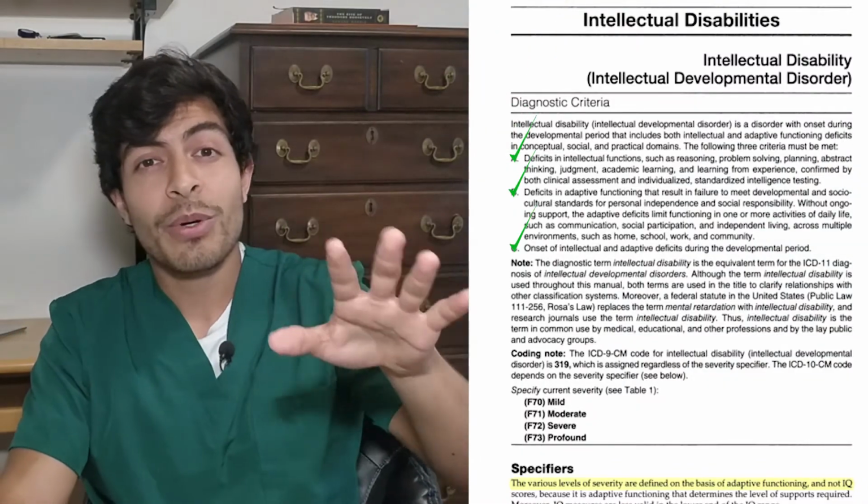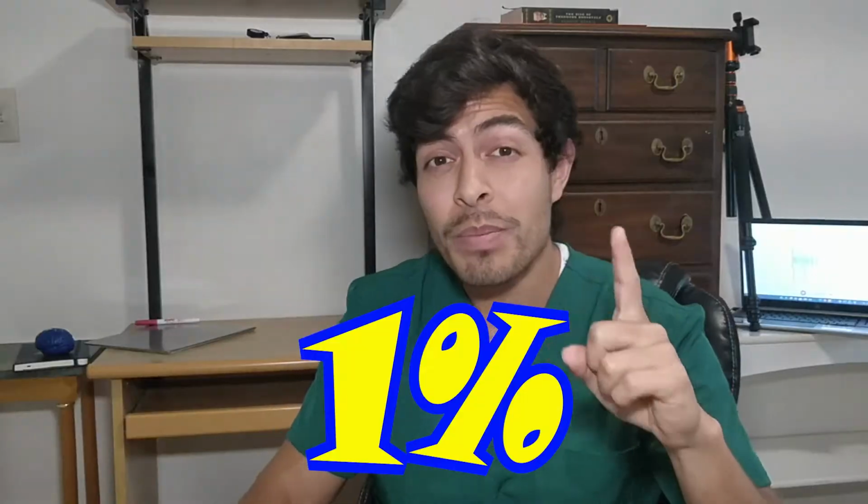Now, some quick important facts about this disorder. 1% of the general population has intellectual disabilities, and males are more likely to be diagnosed than females. Now, the big question is, what is the cause of this disorder, right?